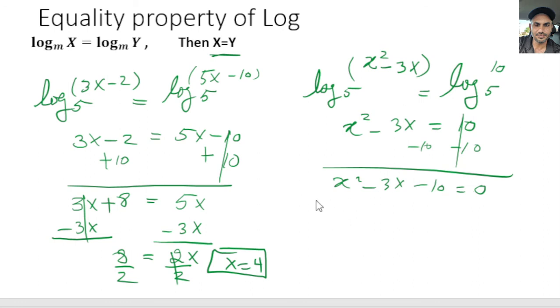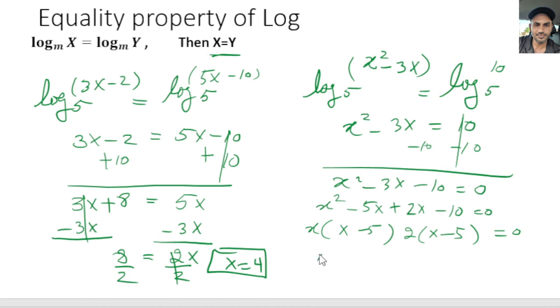Now we go ahead and factor this out. We have x squared minus 5x plus 2x minus 10 equals 0. I just use my factoring method. You can use any factoring method that you know about. So I factor out x from here, so you have x minus 5, and you factor out 2 from here, you have x minus 5, and that is equal to 0. So we have x plus 2 and x minus 5. These are the two factors of the equation.